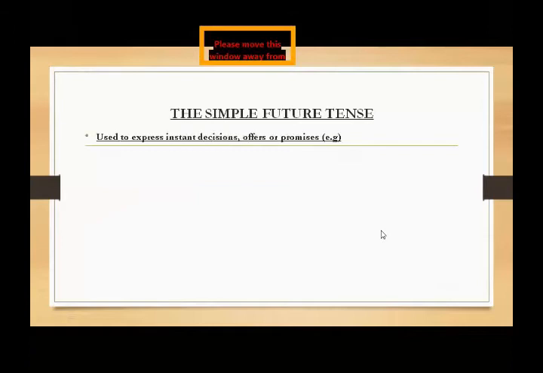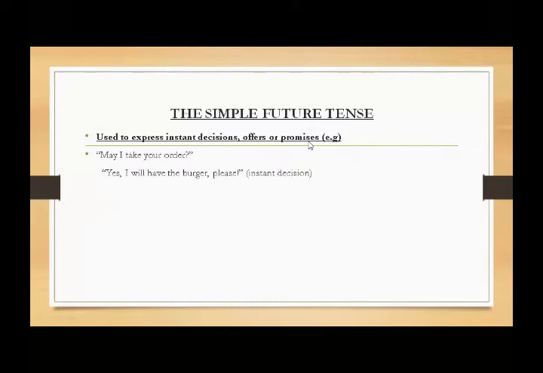And the third tense is the simple future tense. The first use is to express instant decisions, offers or promises. For example, "May I take your order?" "Yes, I will have the burger, please." This is an instant decision. Just for a moment he thought and answered.